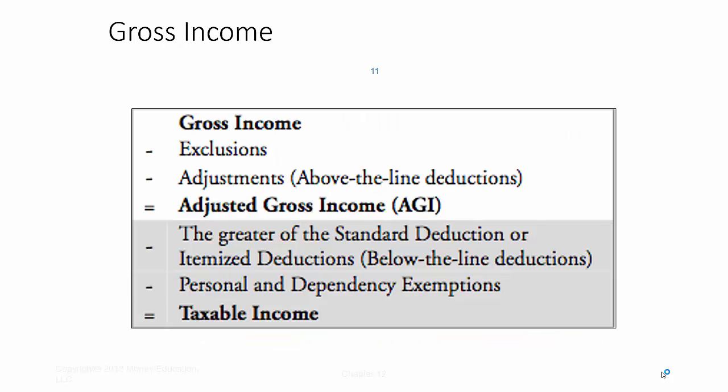So how does it look? We have gross income, we have exclusions, and the exclusions we just talked about. Then we have the adjustments, which is the above the line, and that gives us our AGI. And when it comes to the below the line deductions, you usually see it as either a standard deduction or itemized deduction, and we're going to get to that in a little bit more.